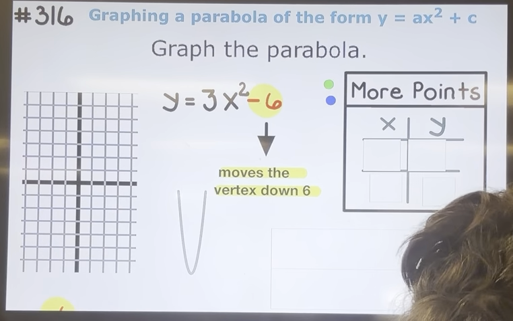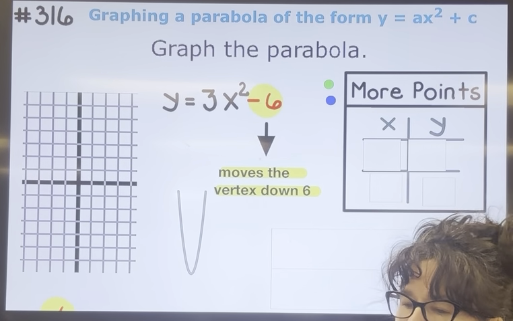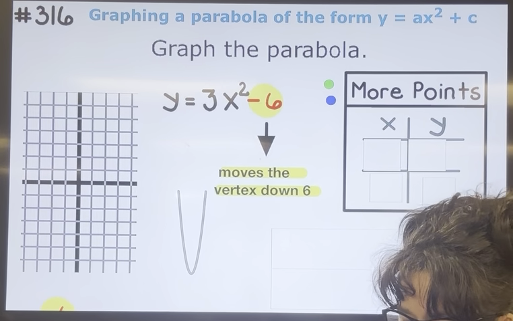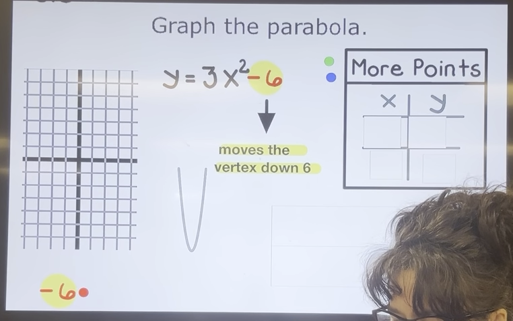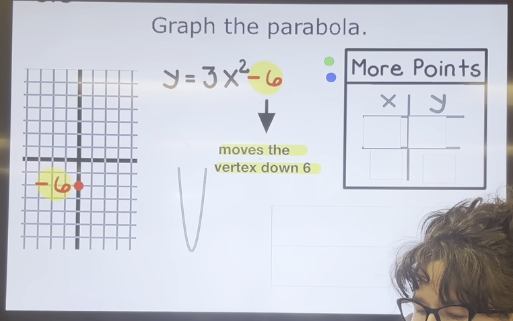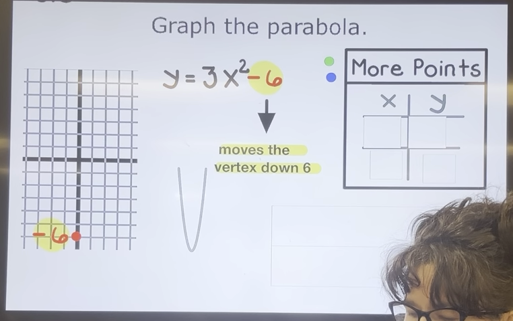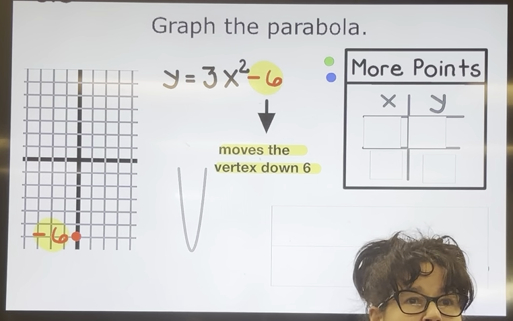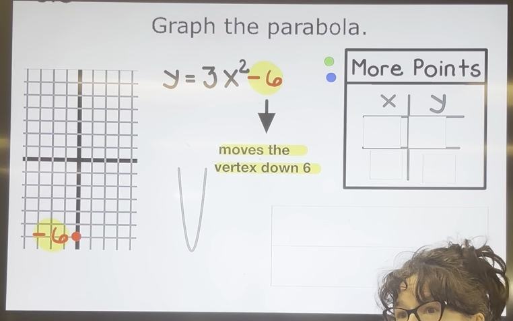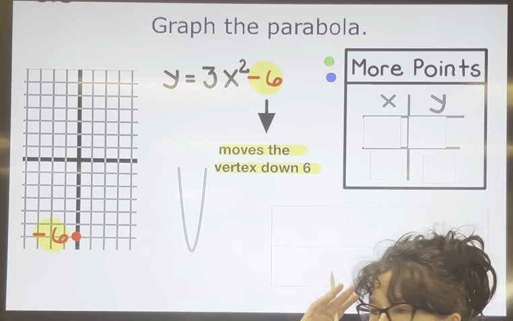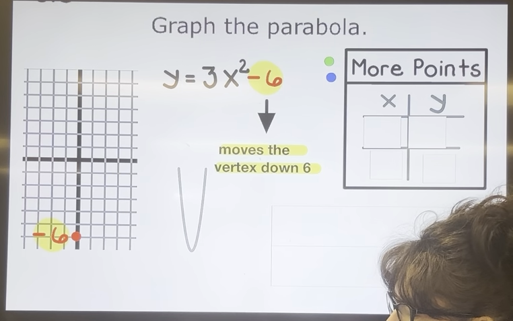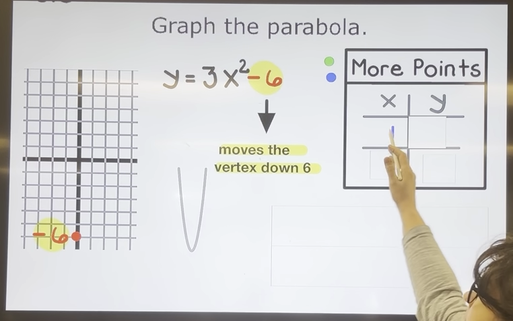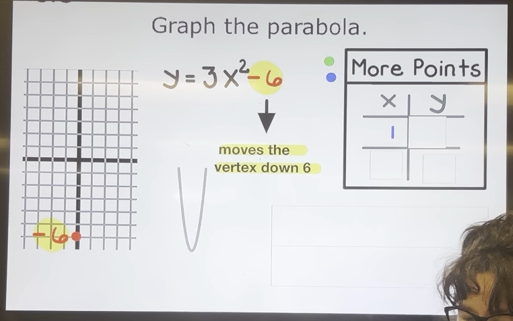So the very first thing I'm going to do is put a single point down at -6. 1, 2, 3, 4, 5, 6. And that's going to be my vertex. Now after I get my vertex, I just need to plot a few more points to get my parabola. I'm going to select the number 1 and substitute it into my equation.